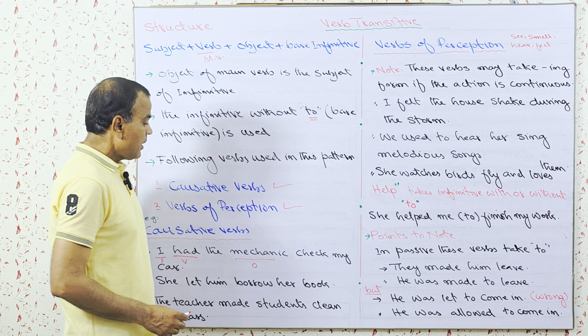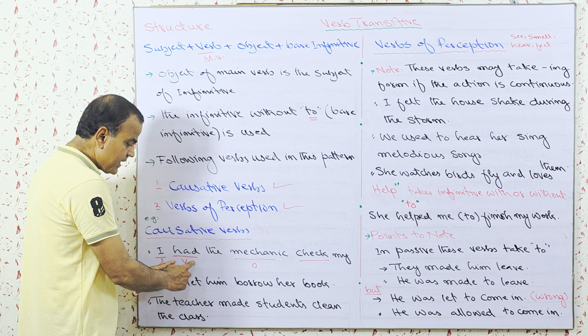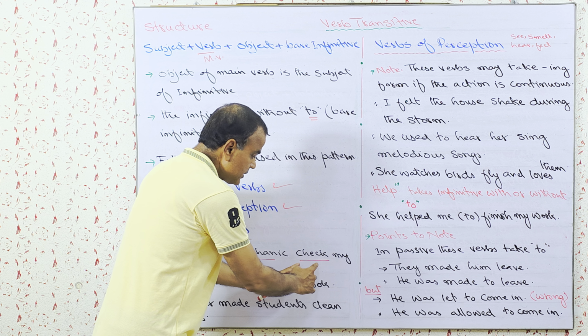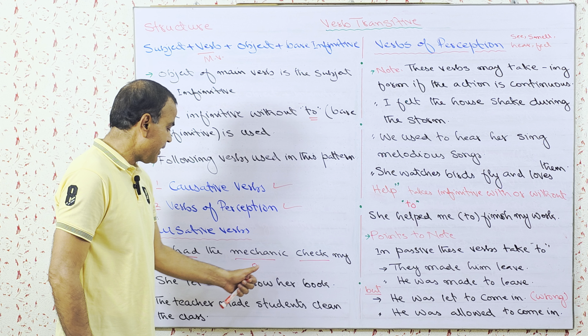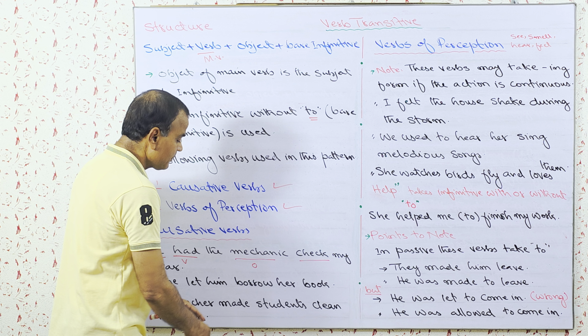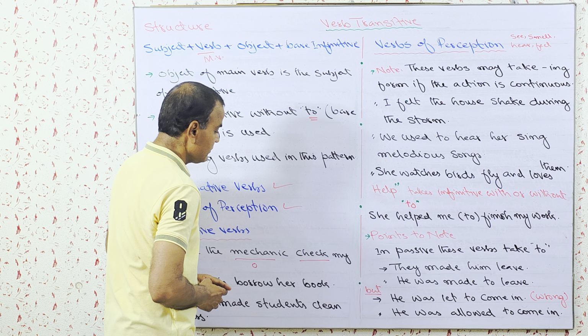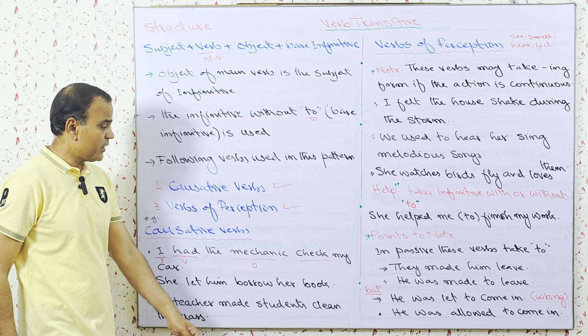Now, if you study this sentence properly, I did that work and the mechanic did this work, check. Who checked my car? The mechanic. Who asked him to do that thing? I did. So I did work on the mechanic, right? And the mechanic did the work of checking. So the object here is doing the work.